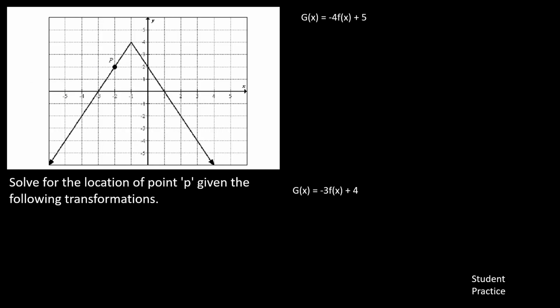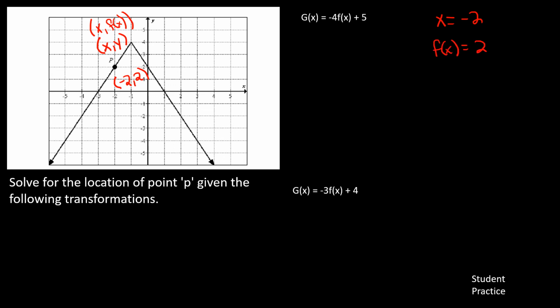And so this is actually dealing with transformations, and it's an interesting question. It says to solve for the location of point P given the following transformations. So we look at point P here, and P is essentially some x and some y. We also know that this could be written as x and f of x. F of x was just another way of stating y. Well, this point here, and I'll write it again, is actually going to be negative 2 comma 2, right? Where negative 2, and I'm going to write this off here, x is equal to negative 2, and f of x is equal to 2.